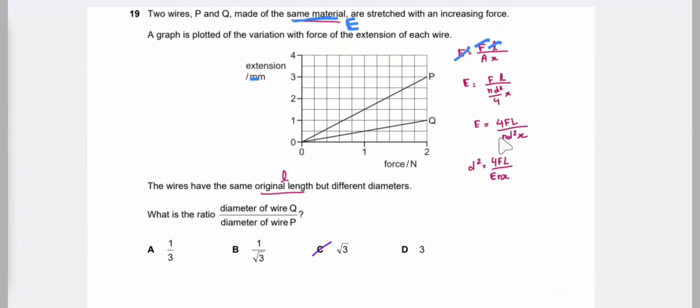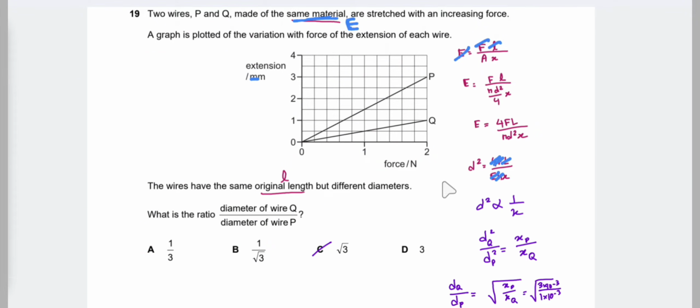So now we need to make diameter the subject of the formula, that is d square is equal to 4FL by E, that is Young modulus, pi x. And we know that force is the same, length is also the same for both the wires, Young modulus is the same since they are made of the same material, and pi is the same. So basically here we can see that diameter square is inversely proportional to x.